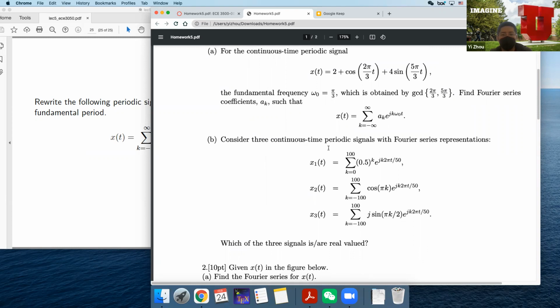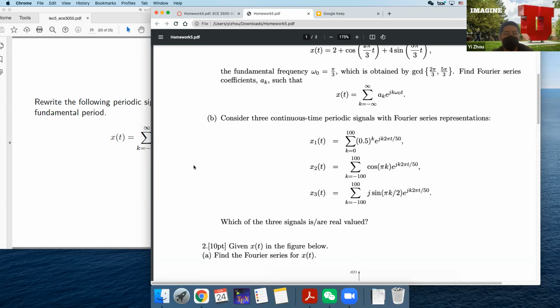Part B is given 3 signals in the Fourier series form: 1, 2, 3. Which of the 3 signals are real valued? Then you need to consider the properties of Fourier series of real valued signals. Go back to the list of properties. We have one property on the spectrum of real valued signals.